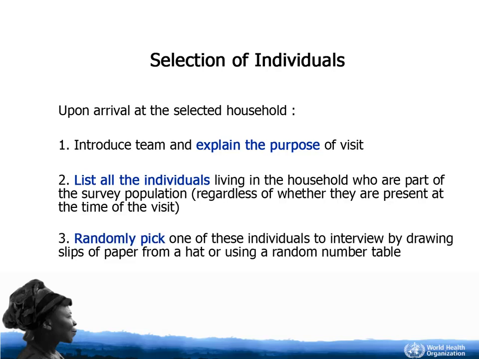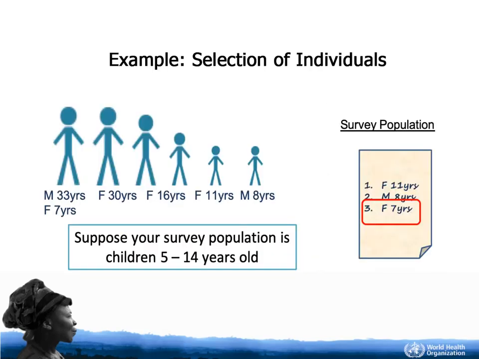Randomly pick one of these individuals to interview by drawing slips of paper from a hat or using a random number table. For example, suppose your survey population is children ages 5 to 14 years old. Suppose your family consists of the following: a 33-year-old male, a 30-year-old female, a 16-year-old female, an 11-year-old female, an 8-year-old male, and a 7-year-old female.